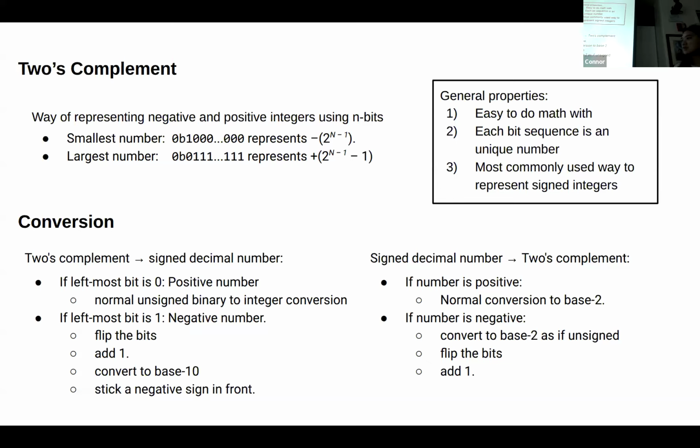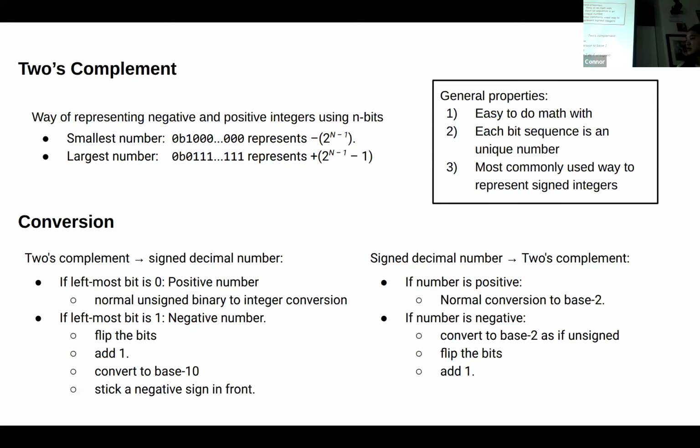Usually the way we convert from 2's complement to a signed decimal number is if the leftmost bit is a 0, that means it's a positive number, so we just do the normal conversion from binary to decimal. If the leftmost bit is a 1, that means it's a negative number. So we flip the bits and then add 1, and then we can convert to decimal, and that will give us the original number, but positive. So we just add a negative sign to get the original negative number.